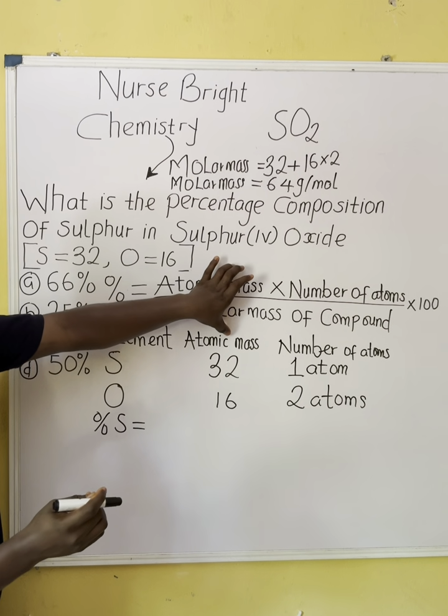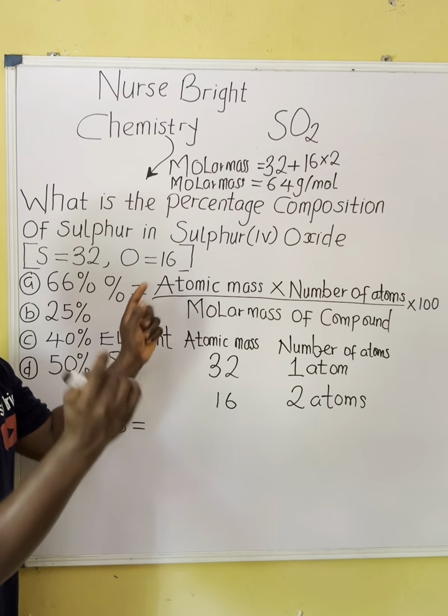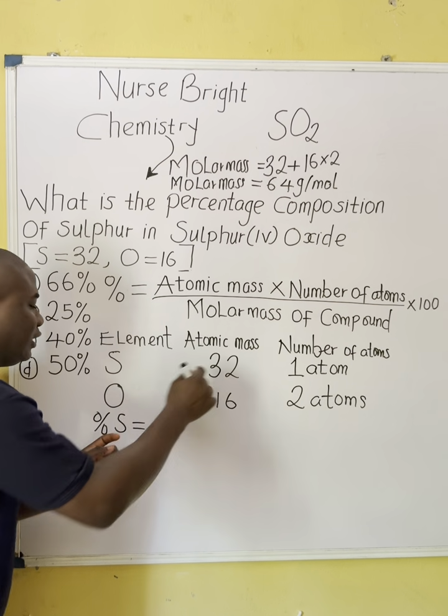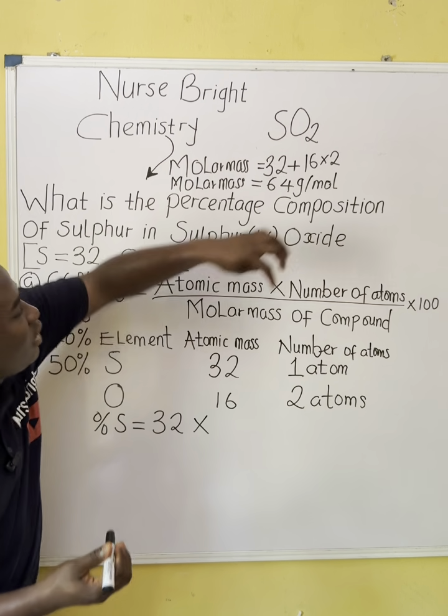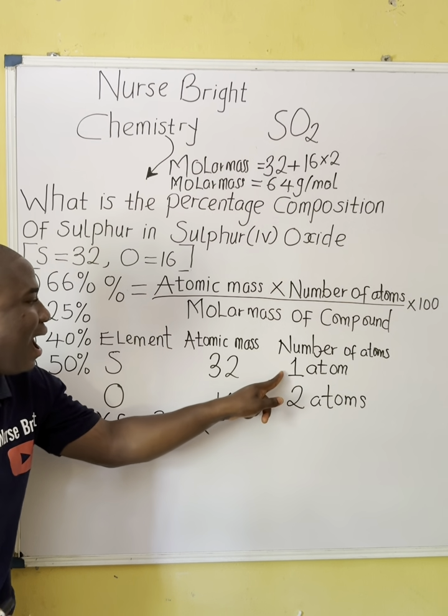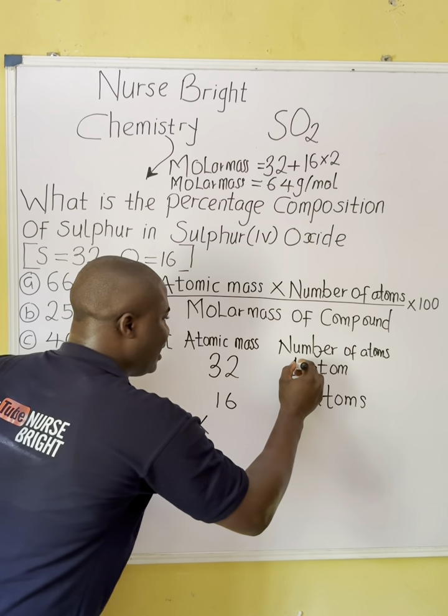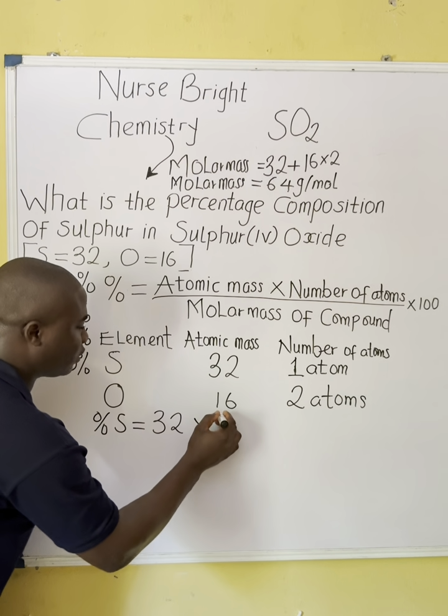All right, this is the formula I'm going to follow. So atomic mass. What's the atomic mass of sulfur? You can see that it's 32. So write 32. Times, what's the number of atoms of sulfur? You can see that it's 1 atom. You can see how easy it is. 1 atom of sulfur, so here becomes times 1.